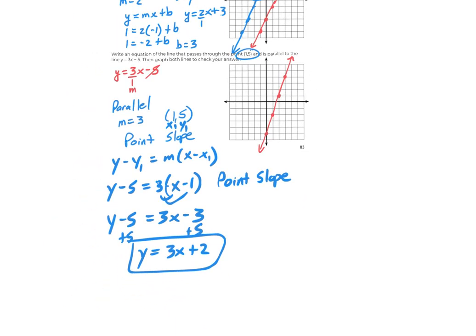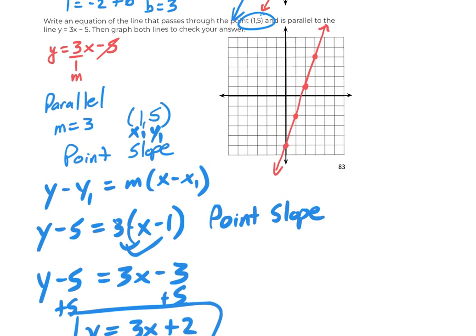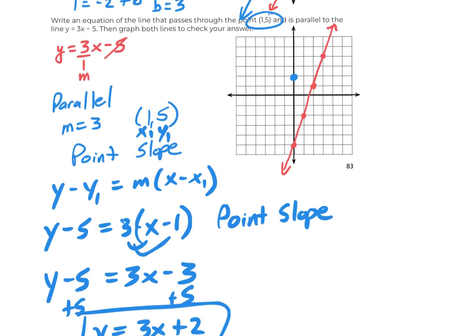Then we got to graph it. Okay, y equals 3x plus 2, where are we going to start at? Up 2. Okay, so we're going to go up 2, make a point. Our slope is 3, so we're going to go up 3 over 1.